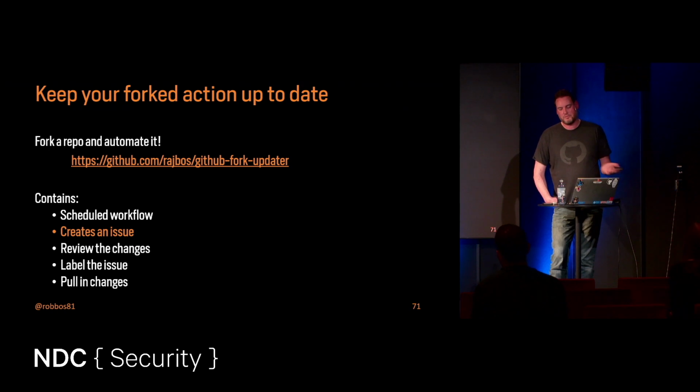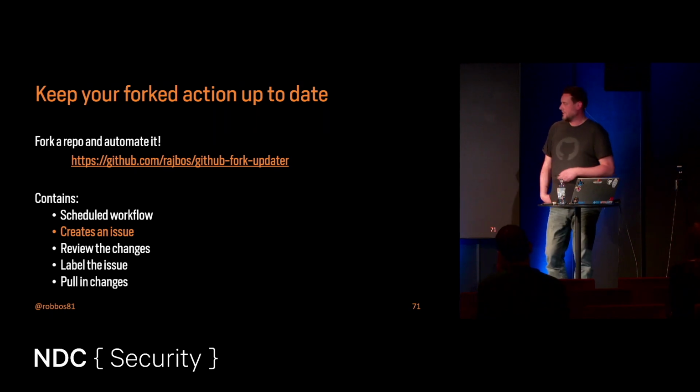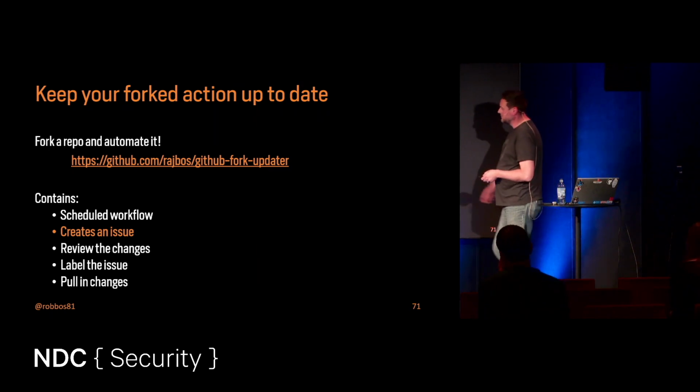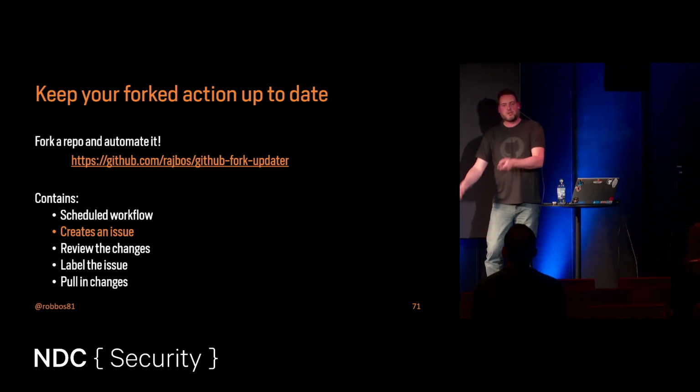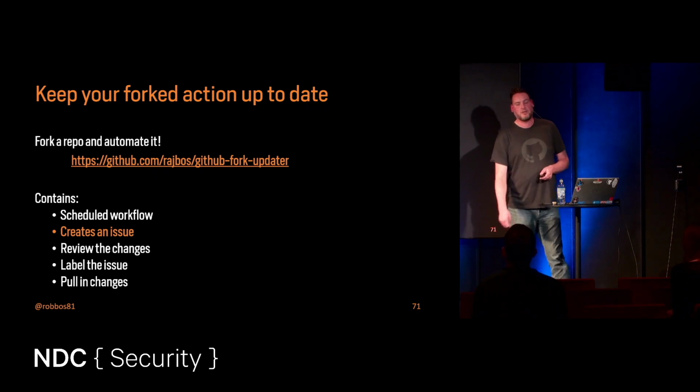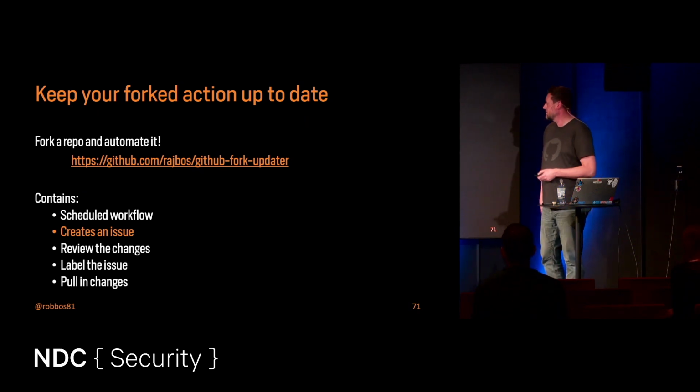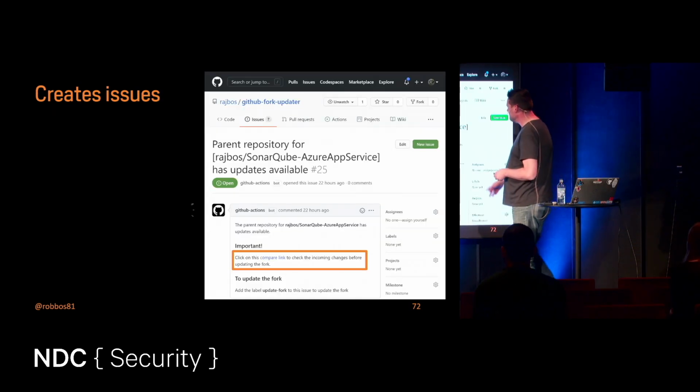It goes through all of the forks inside of an organization. It runs on a schedule, so that's easy. We're using actions and workflows for that as well. It will then create an issue saying, hey, you've got an outdated repository. Click on this information. And you get that message.